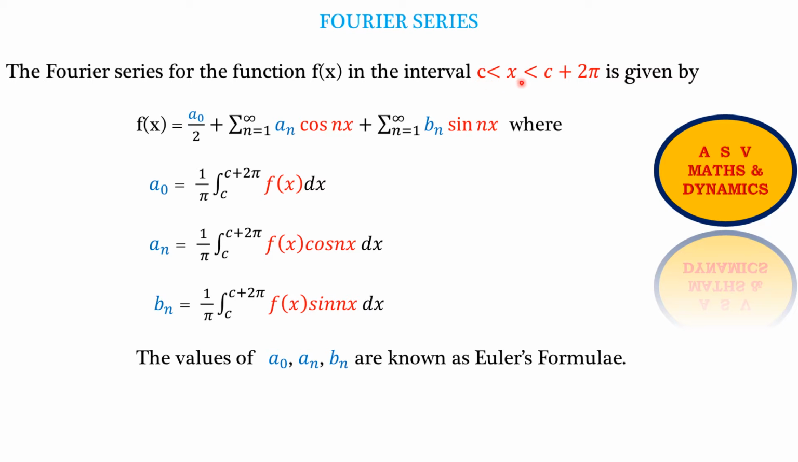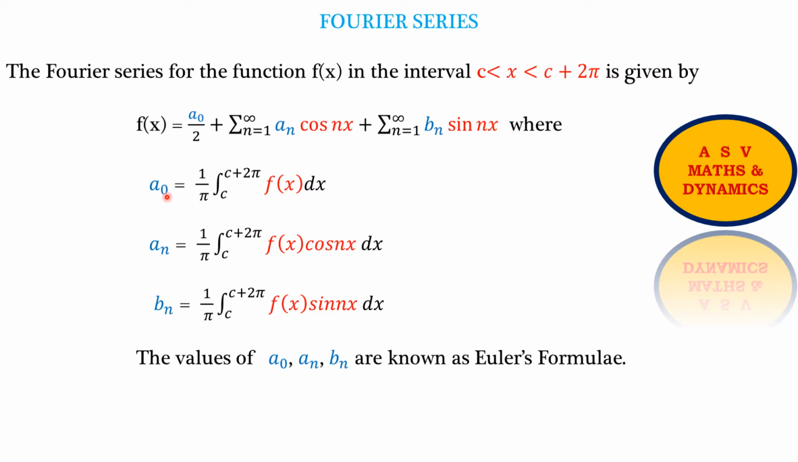So c less than x less than c plus 2π, if they give this, you have to write the formula of the Fourier series, that means a naught, a n, b n. So a naught separate, but a n with cos nx, b n with sin nx, it is important. Right, now what is the value of a naught, a n, b n for this interval? The interval only changes in the Fourier series.